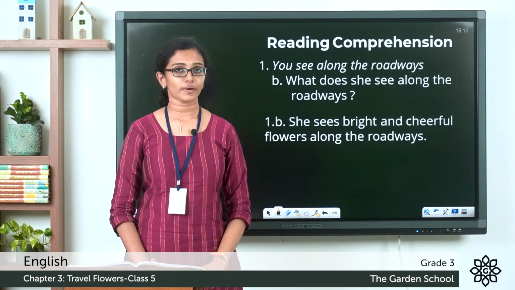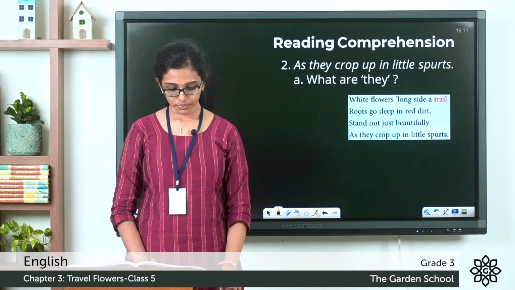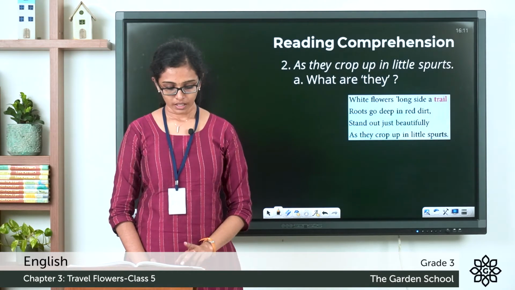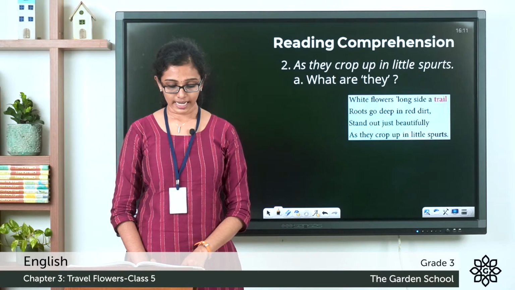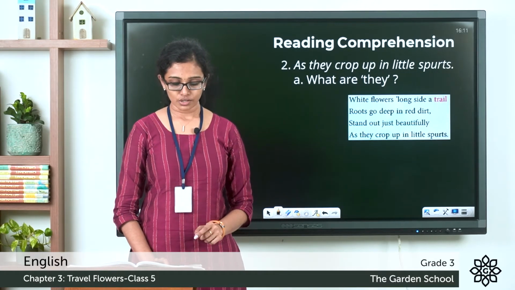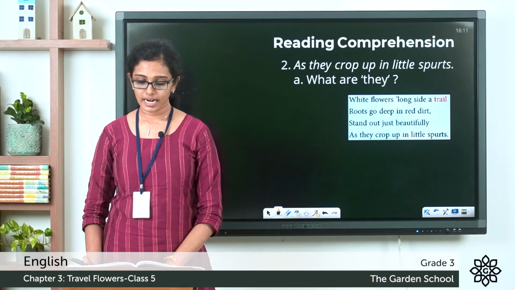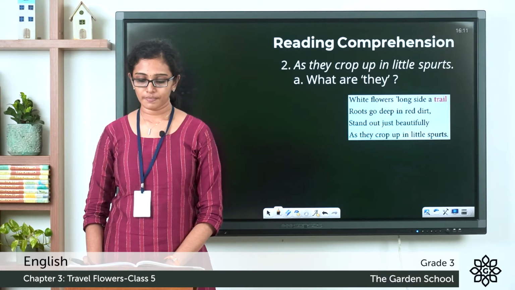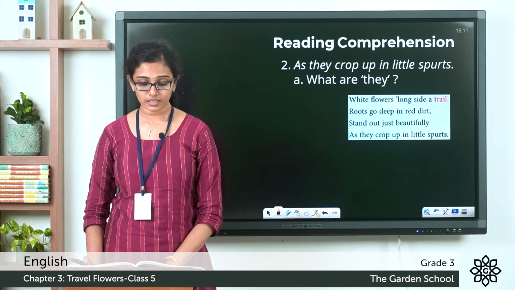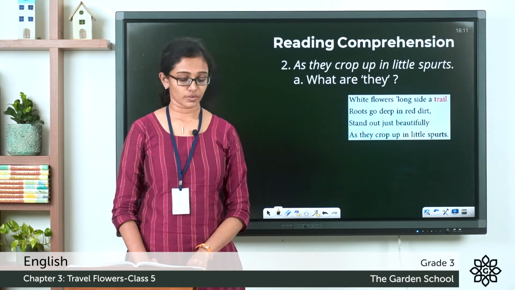Now, let's move on to question number 2. Which line is given there? As they crop up in little spurts. And where is that line in the poem? The line given there is in the third stanza. So let's read the third stanza of the poem. White flowers alongside a trail, roots go deep in red dirt, stand out just beautifully as they crop up in little spurts.